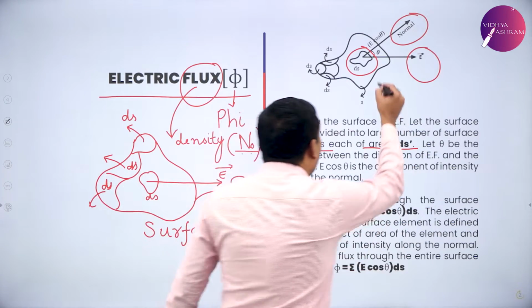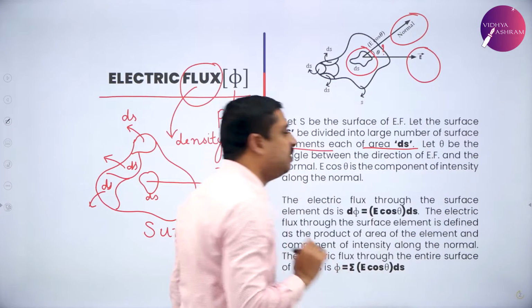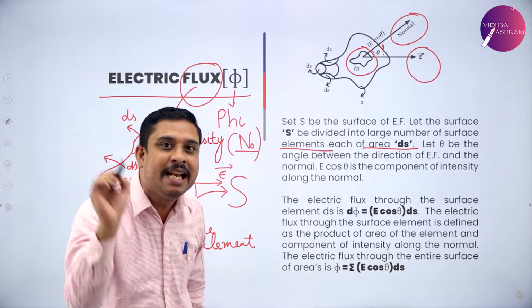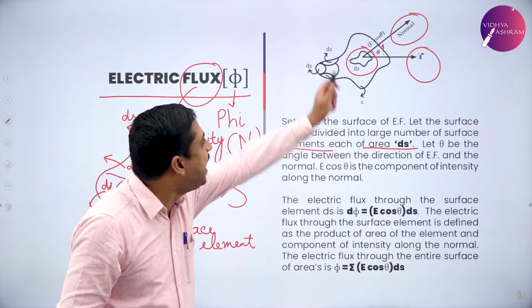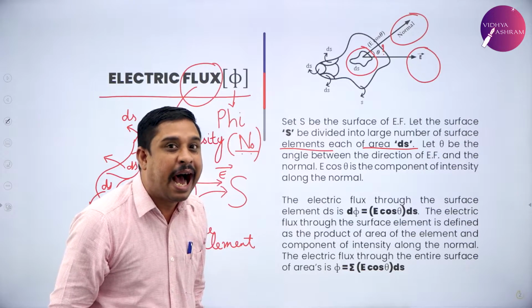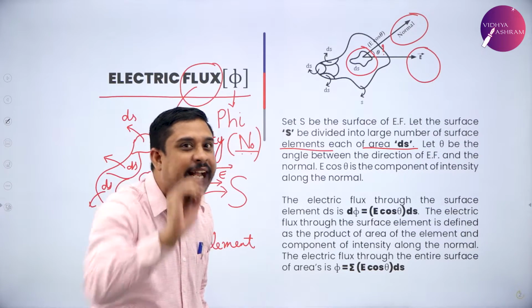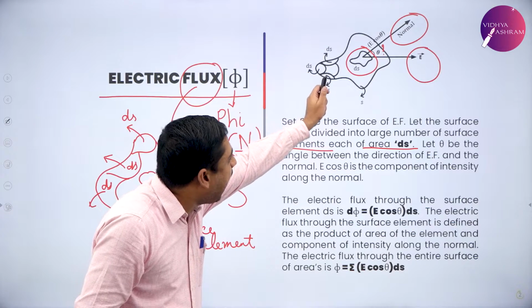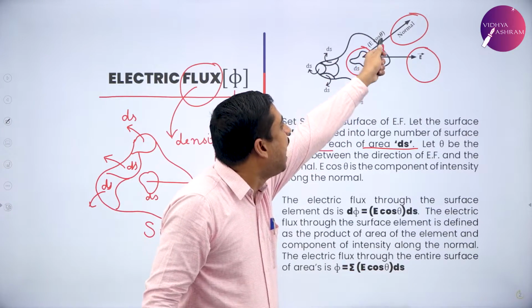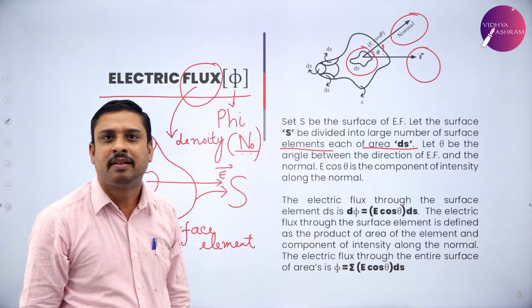Now, what is this angle theta? It is the angle between the electric field and the normal. If you analyze the diagram clearly, theta is the angle between the electric field and the normal.